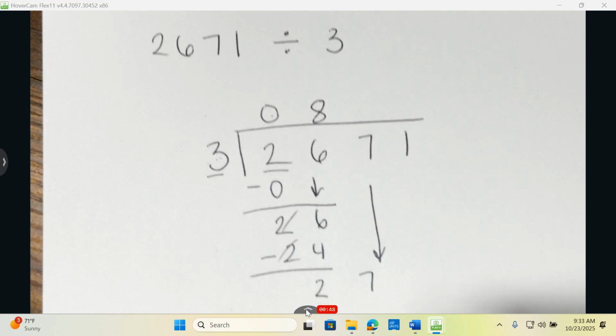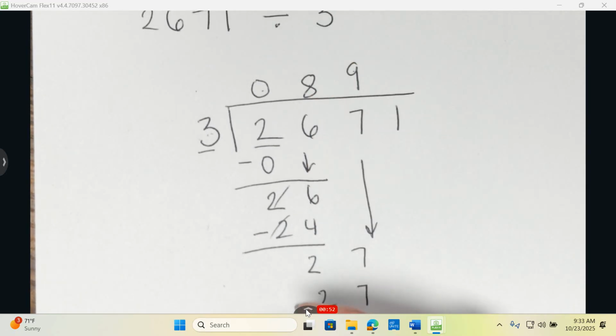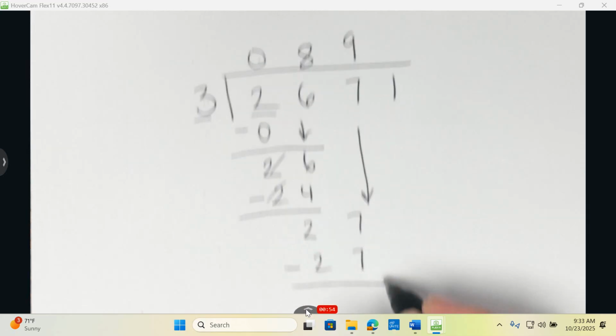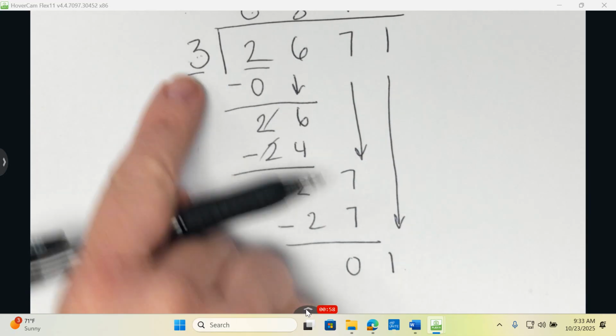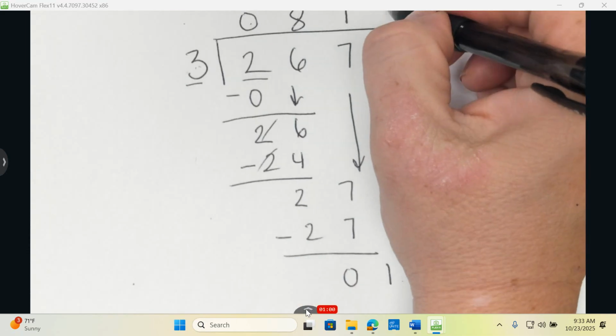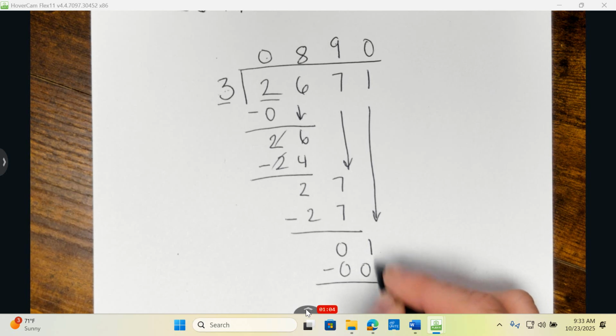Does 3 go into 27? It does go in 9 times evenly. 3 times 9 is 27. I change the sign on the second level. I combine down, and I bring down the last number. Does 3 fit into 1? It does not fit in, so I put a 0 up top. I multiply, I change the sign, and I combine.